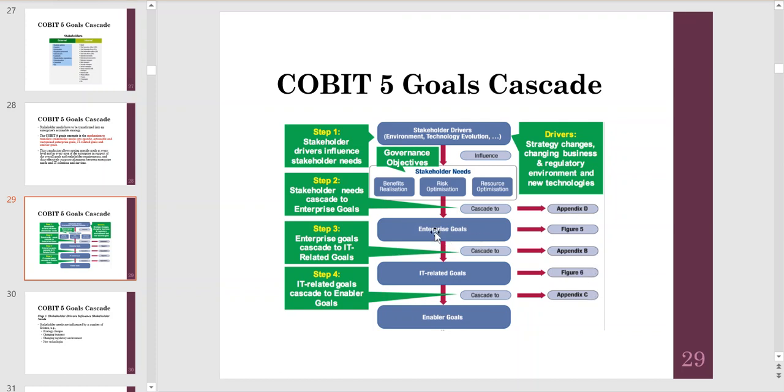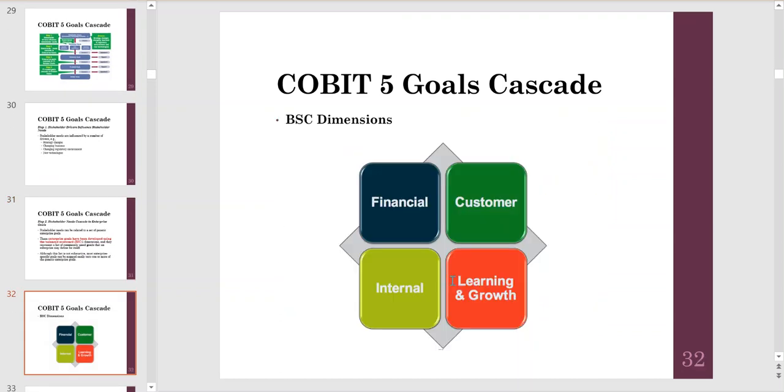There's one more thing for enterprise goals and IT related goals. Usually, speaking about goals, we have 17 enterprise goals and 17 IT related goals. How are they grouped? They are grouped using the balanced scorecard tool. It has four dimensions or four perspectives. So when you group your 17 enterprise goals or the IT related goals, group them using these dimensions.